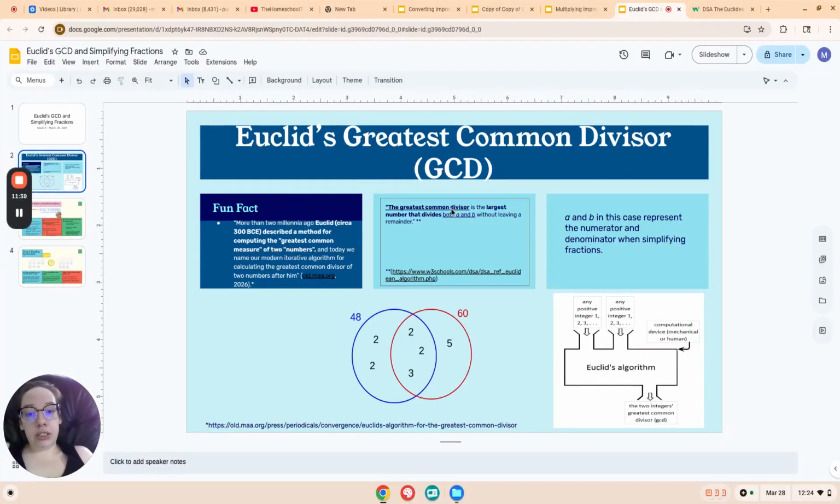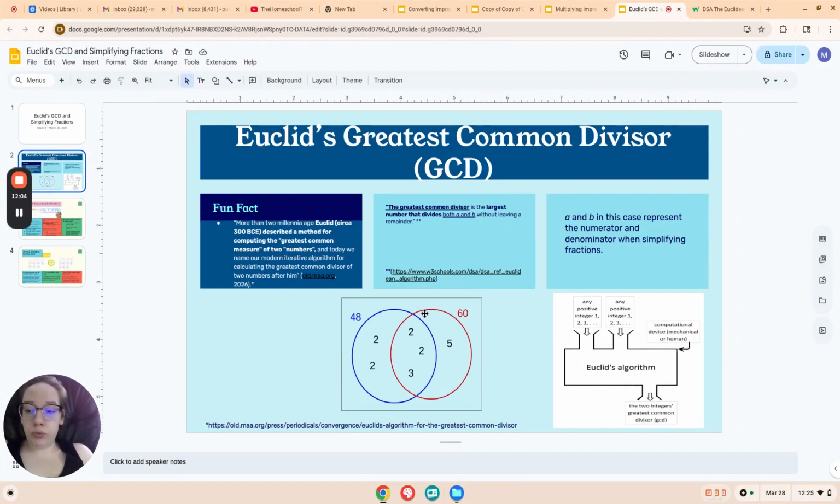Okay, next text box. The greatest common divisor is the largest number that divides both A and B without leaving a remainder. So A and B in this case represent the numerator and denominator for this lesson on simplifying fractions. And I incorporated a couple of diagrams there. Pretty cool, from Google Images, free images, so you can see.